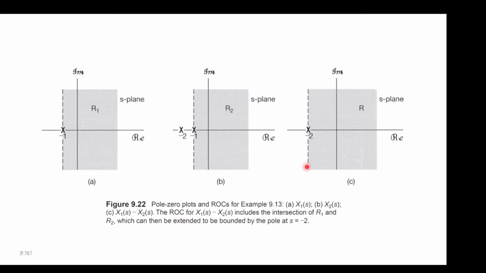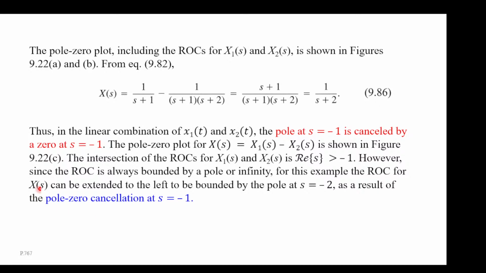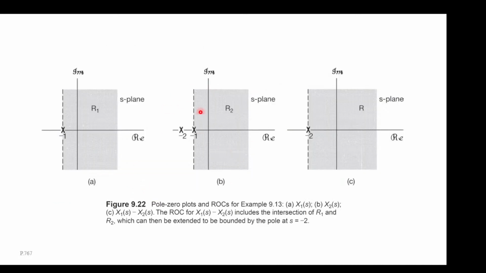So you need to extend your ROC up to s plus 2, so s equal to minus 2. And that's why we say the ROC contains the intersection, because the ROC can be larger than the intersection of the two ROCs when some poles get cancelled out. So that's linearity. The ROC is the intersection of the two, but it can be larger when your poles get cancelled.